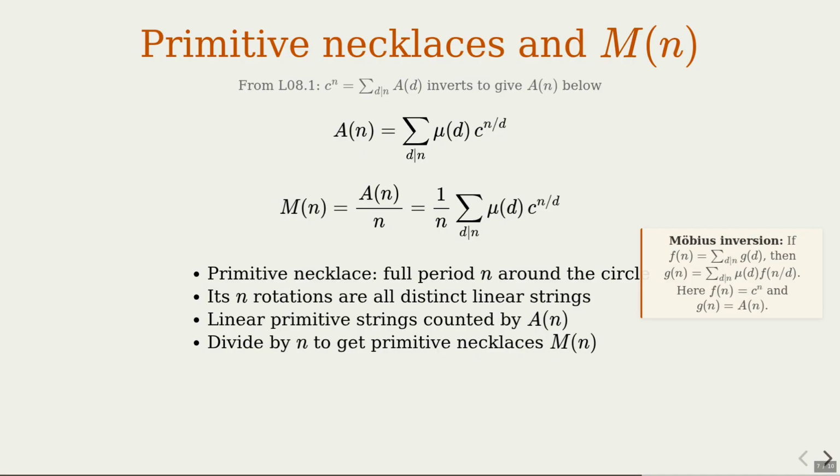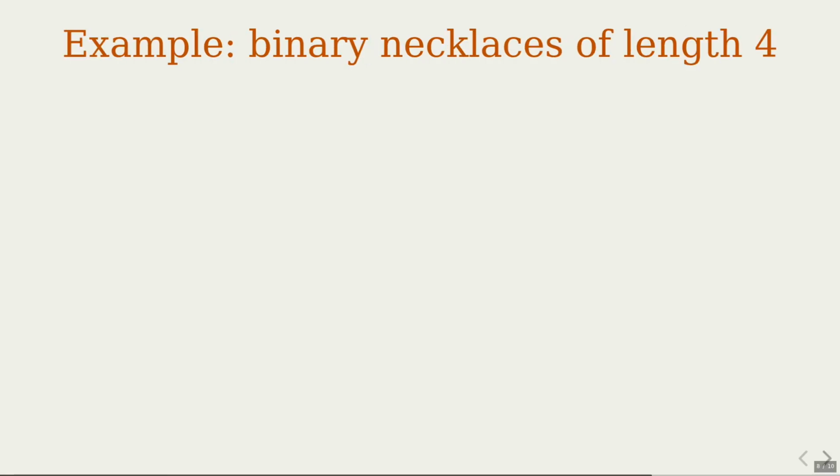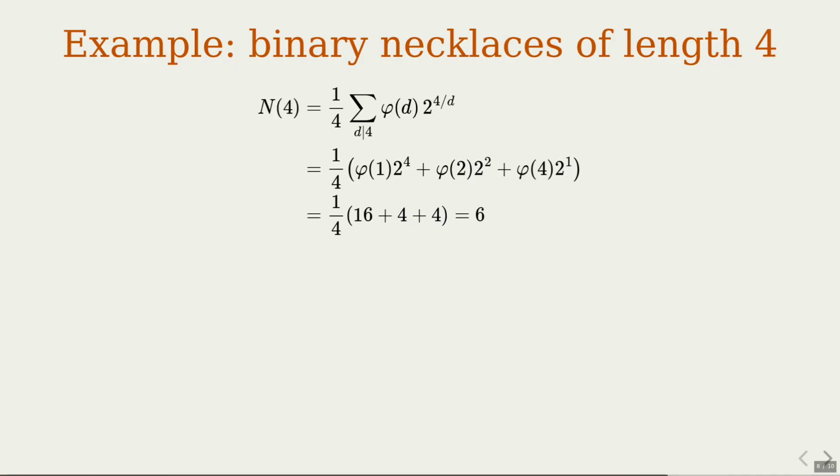Let us see the formulas in action on a small binary example where we can also visualize all necklaces. Plugging n equal to 4 and c equal to 2 into the divisor sum formula, we compute each totient value and see there are 6 binary necklaces of length 4.